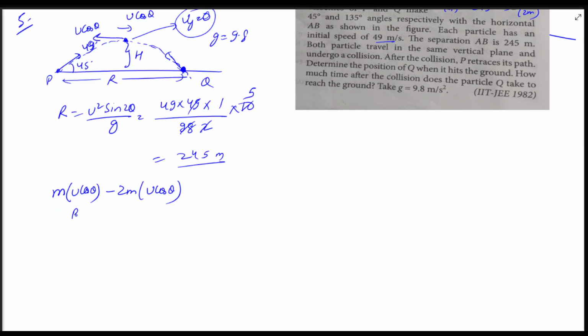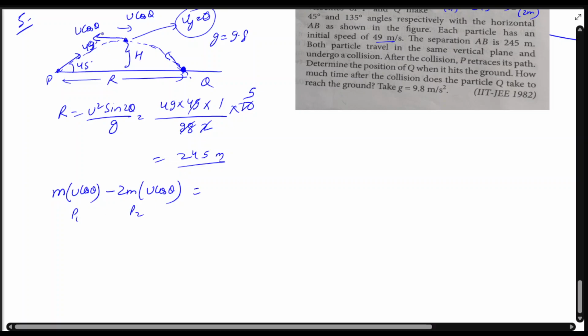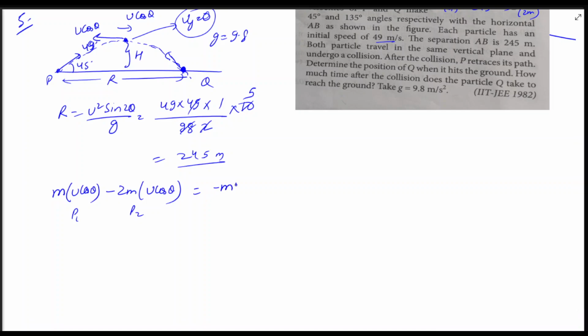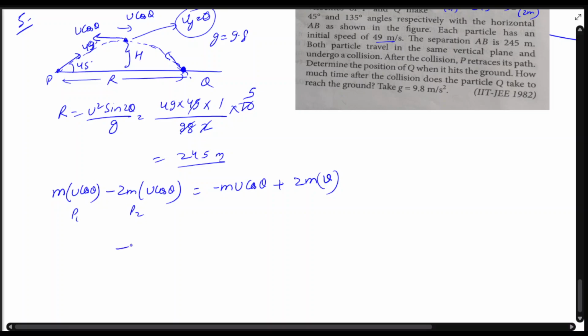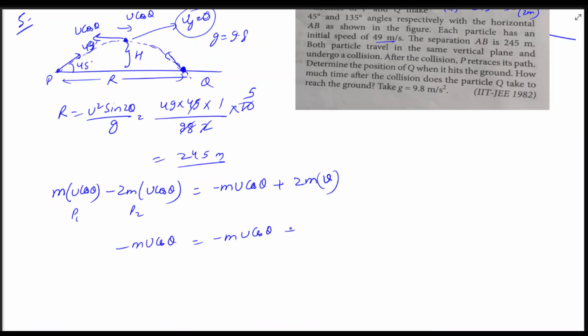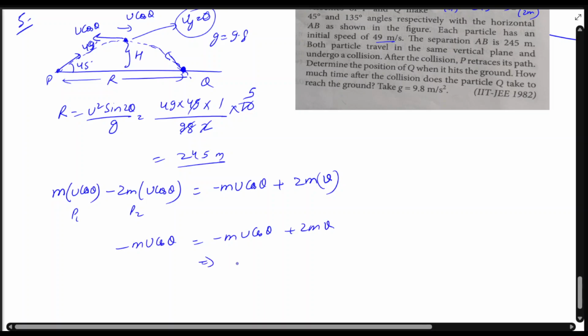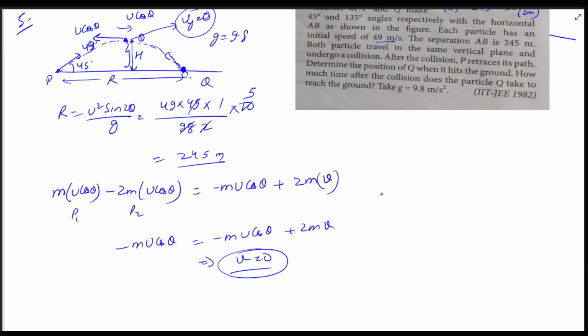This is for particle 1, this is for particle 2, and after that it is going in the opposite direction. So it will be minus m u cos theta plus 2m v. This v will be fine. So minus m u cos theta equals minus m u cos theta plus 2mv. So it's exactly the same like this, right? So v is 0 means the Q particle will just drop down. Okay, so it's a simple situation.